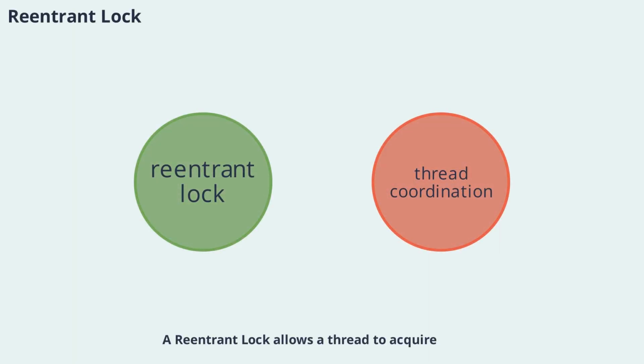ReentrantLock allows a thread to acquire the same lock multiple times without causing a deadlock. If a thread already holds the lock, it can reenter without being blocked. The ReentrantLock class provides this functionality, offering try-locking, timed locking, and multiple condition variables. This is useful for advanced thread coordination and avoiding deadlocks.